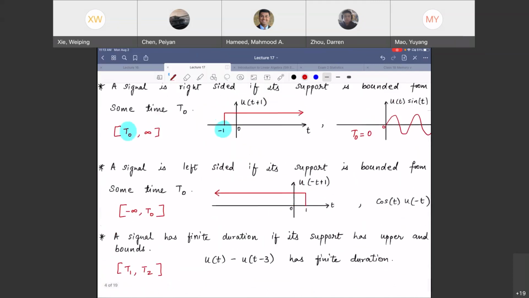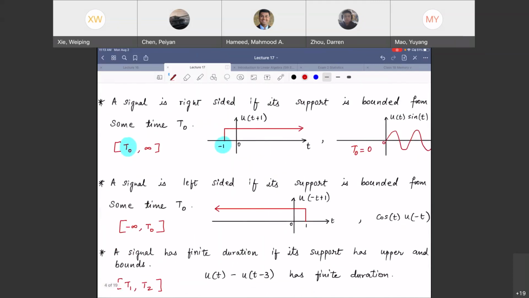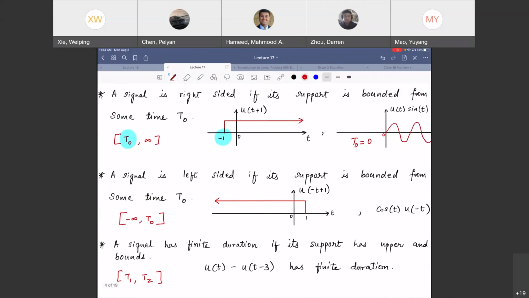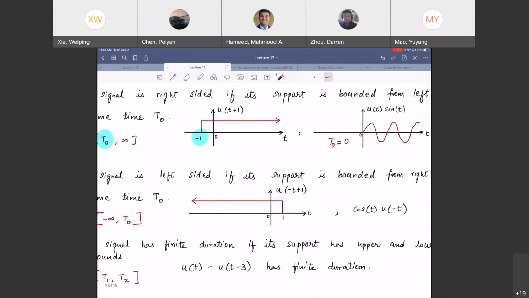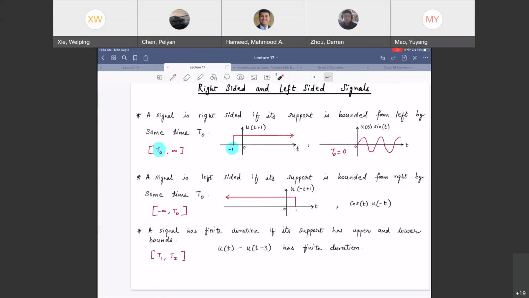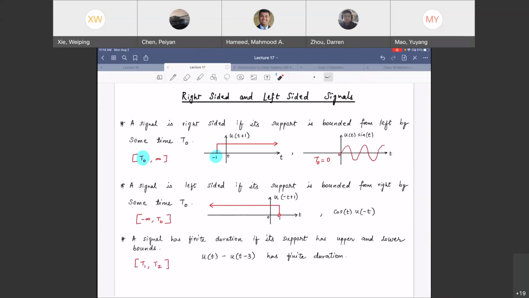Why are we talking about this? Because later we are going to identify that the region of convergence for such signals is always going to be the right of the rightmost pole. Very easy, right? Rolls off your tongue, right of the rightmost pole. And then we can also flip it around and say left of the leftmost pole. For what? Left-sided signals. The signal is left-sided if its support is bounded from the right. So in this case, I have a bounded support on the right.